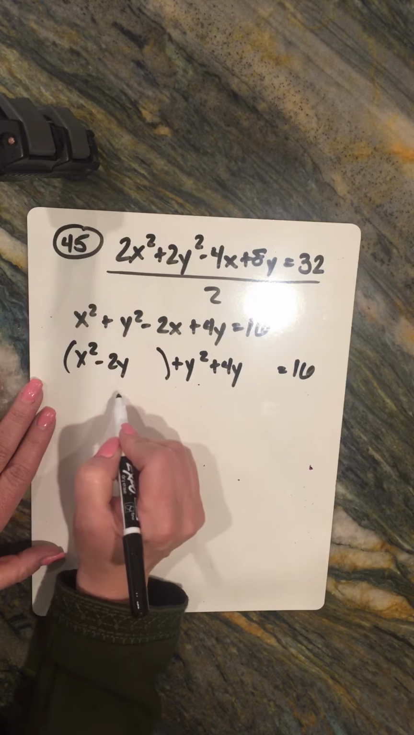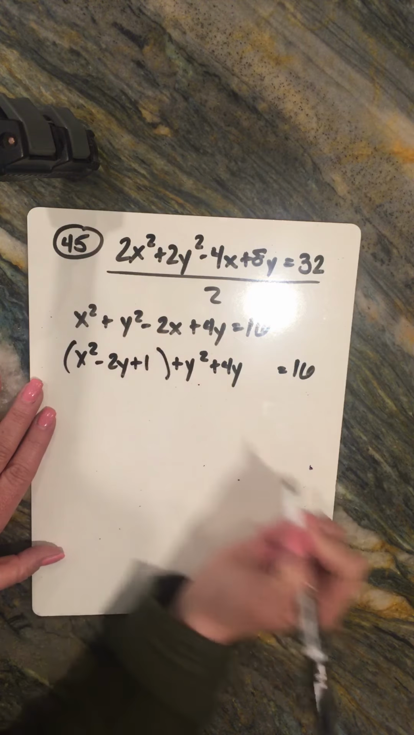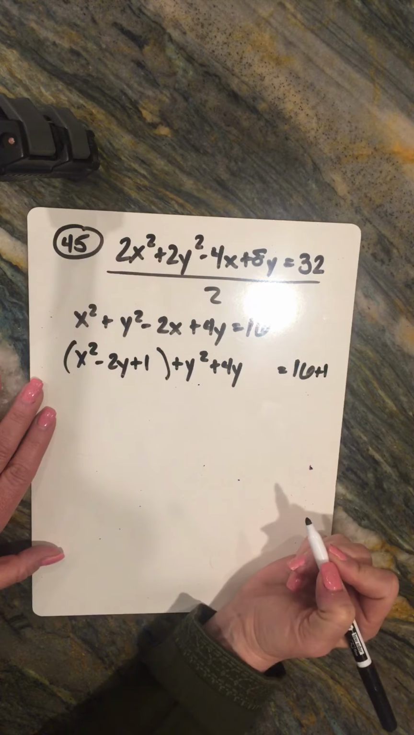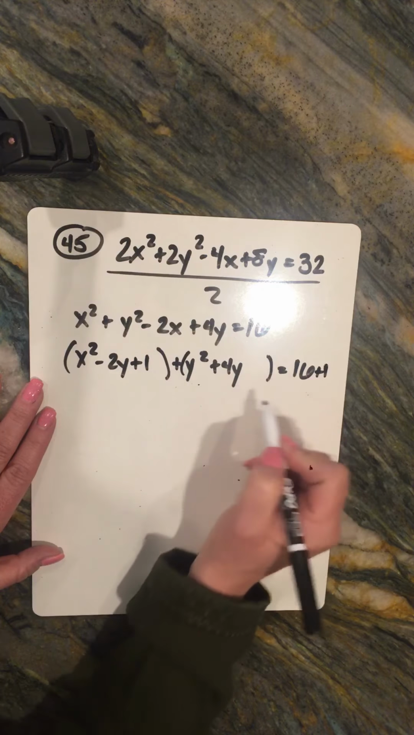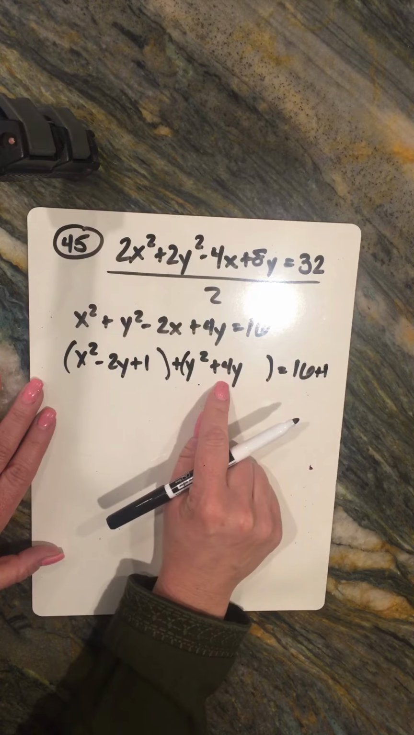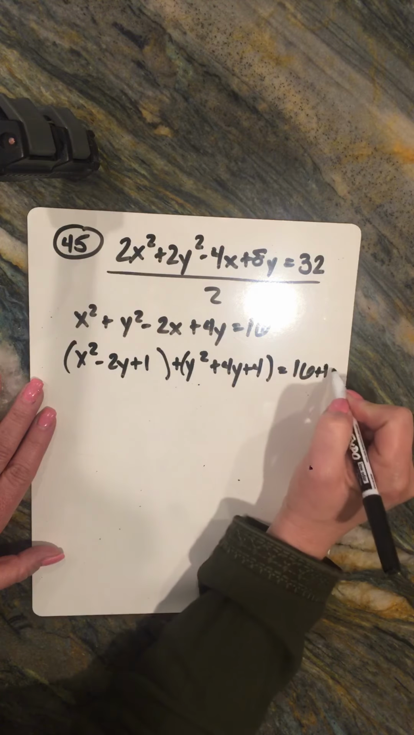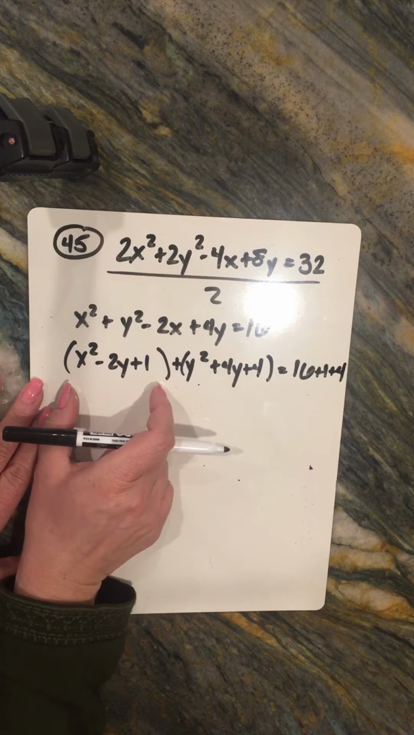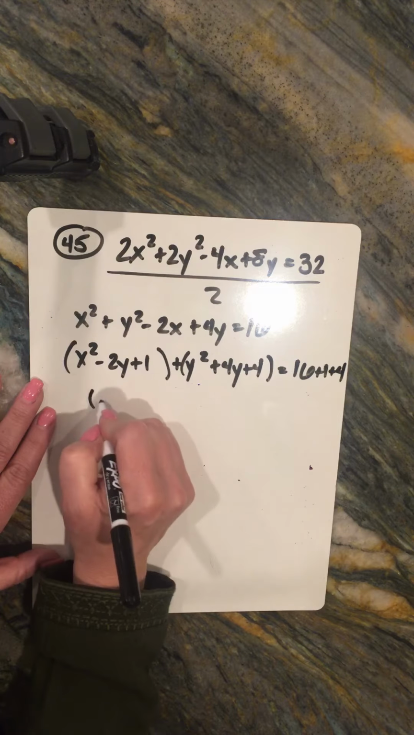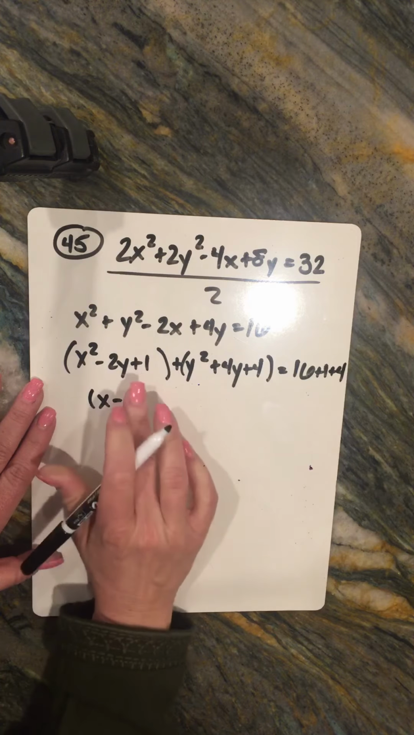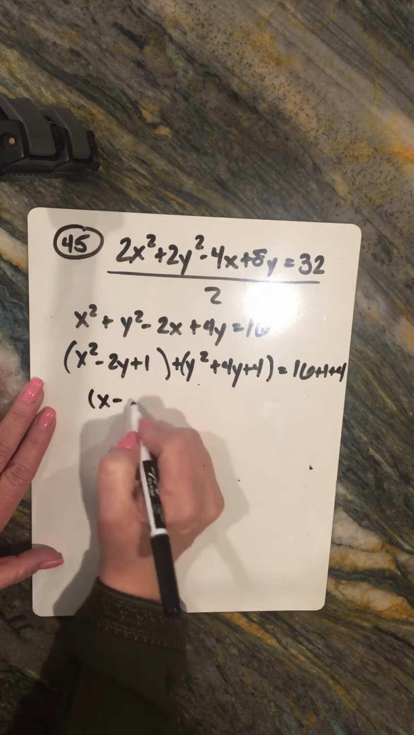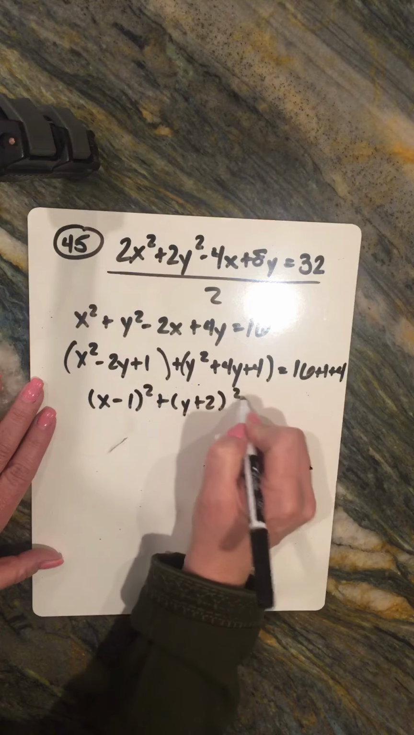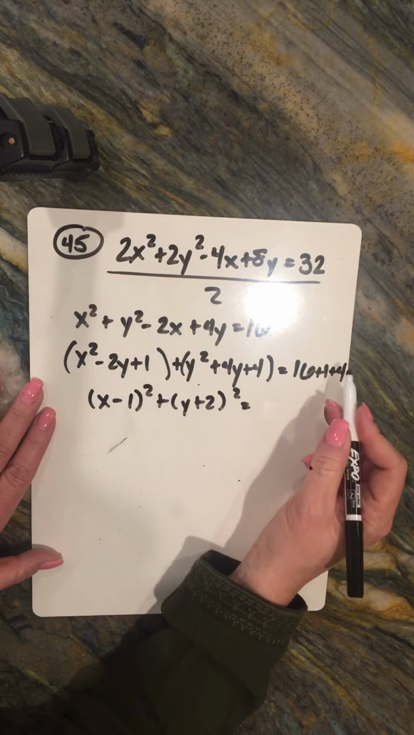So negative 2 divided by 2, negative 1, squared is 1, so plus 1 here. And whatever I add to this side, I've got to balance my equation out. Same thing with this grouping here. 4 divided by 2, 2 squared is 4, so I'll add a 4 over here as well. Since this is a perfect square trinomial now, we can factor it as x minus 1 quantity squared plus y plus 2 quantity squared equals, let's see, 16, that's 17, 21.